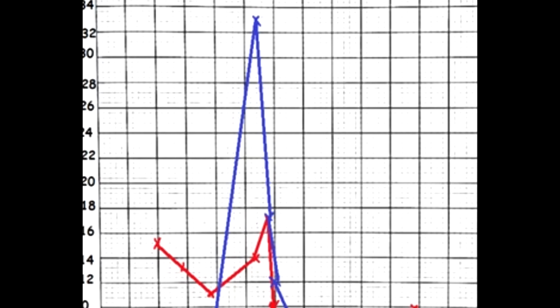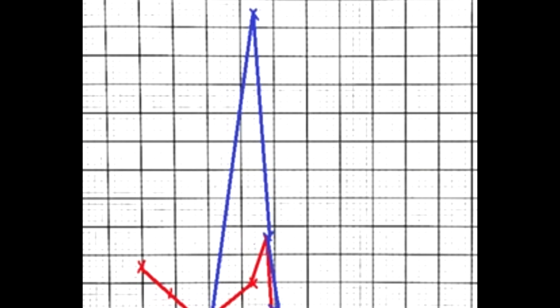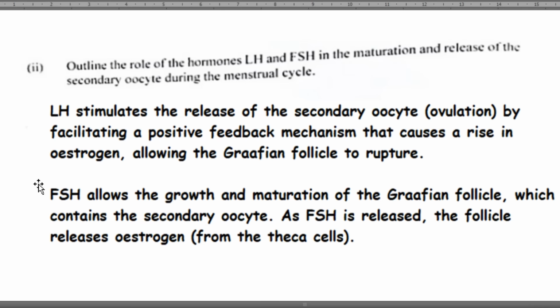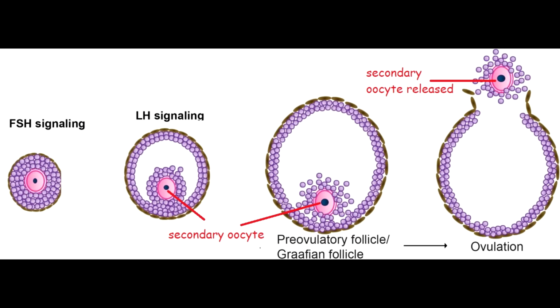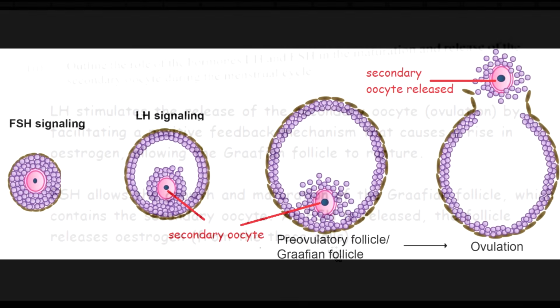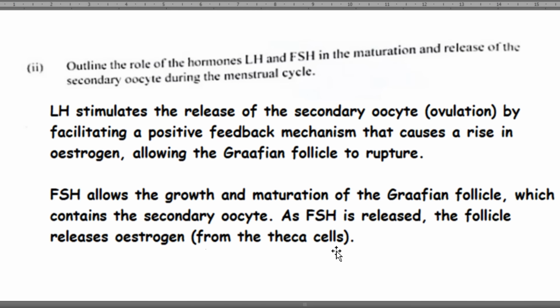So you could actually see the spike on the graph, which you should see on your screen here. FSH allows the growth and maturation of the Graafian follicle. So you could think of that as increasing the size and helping with the development of the follicle. And that follicle contains the secondary oocyte. The follicle is like a little casing. So as FSH is released, the follicle releases estrogen from the cells called the theca cells. So that is how the two of them help with maturation and release.